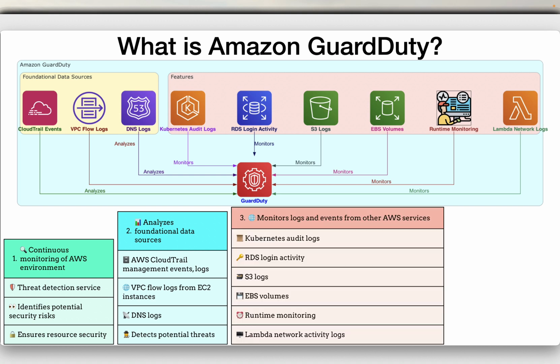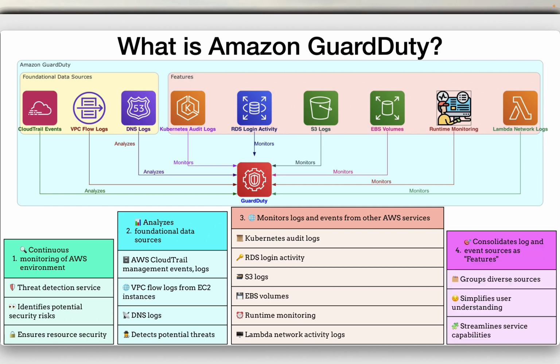In addition to foundational data sources, GuardDuty offers monitoring for logs and events from various AWS services such as Kubernetes audit logs, RDS login activity, S3 logs, EBS volumes, runtime monitoring, and Lambda network activity logs. To simplify and streamline its offerings, GuardDuty groups these diverse log and event sources under the umbrella term features, making it easier for users to understand and manage the service capabilities.